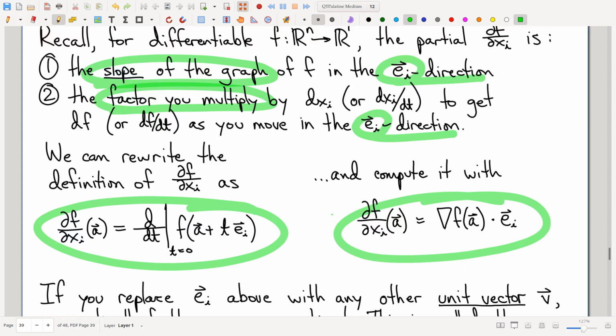Okay. So, again, key point. I've written all of this in terms of the unit vector that points in the direction that we're talking about. I wanted to write all this in terms of vectors. Unit vectors, not variables.